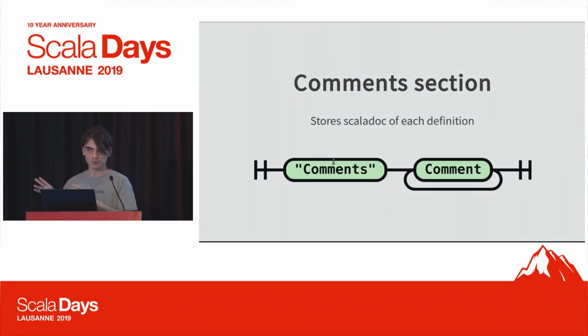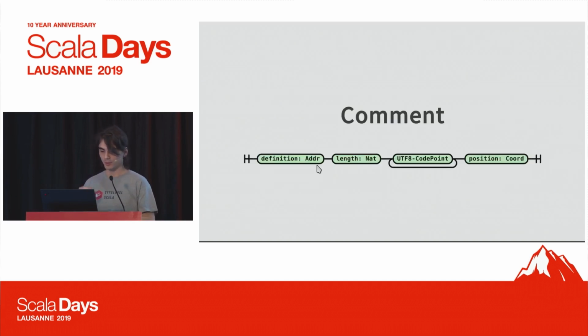And now we get to the extra sections, which come after the abstract syntax tree section. A very simple but very useful one is the comment section, which stores every Scaladoc comment in your file. For every comment, we store the pointer to which definition in the tasty file it refers to, the length of the comment, the set of code points which represent the string of the comment, and then the position of this comment in the source file.